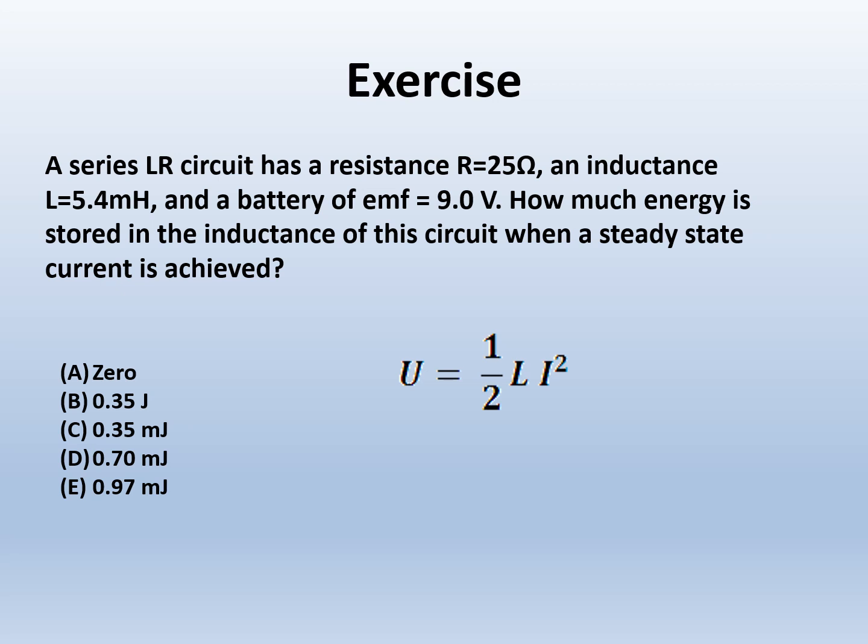And at the steady state, the inductor does not oppose what the battery is doing. That means the inductor has reduced to being a wire of zero resistance. When the inductor is a wire, the current in the circuit comes directly from Ohm's law. That is, current equals battery potential difference divided by the resistance, which is 25 ohms in this case. And from that we can find the current, and we can use the current in the energy equation to get the energy stored in the inductor.